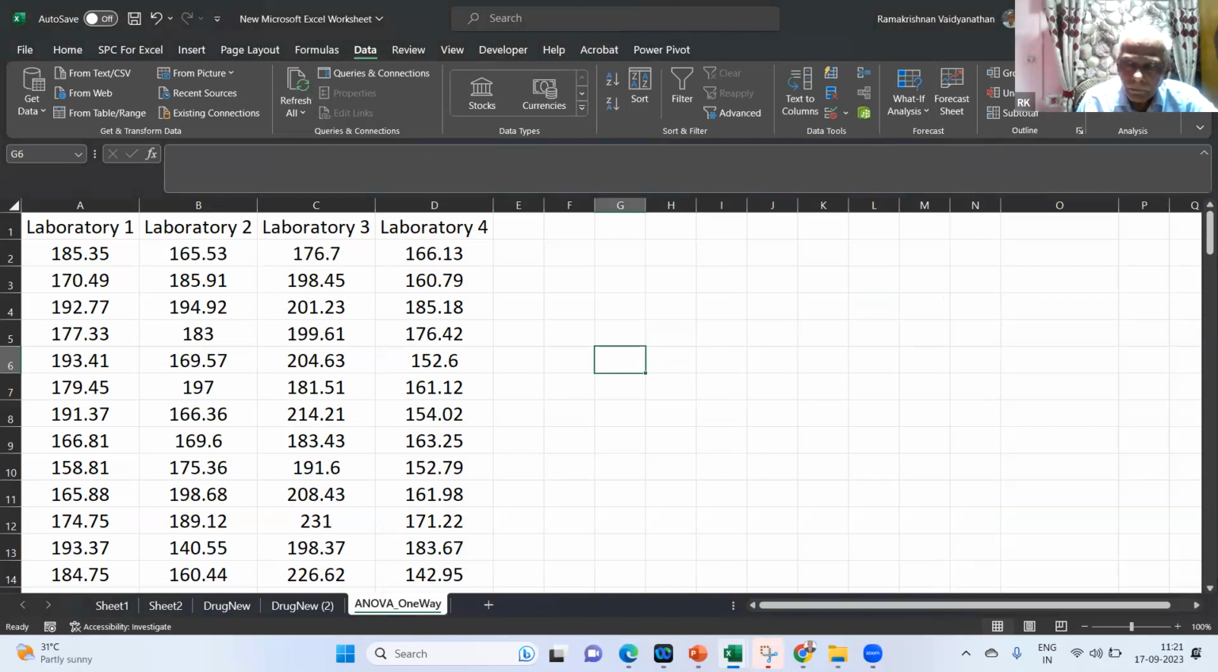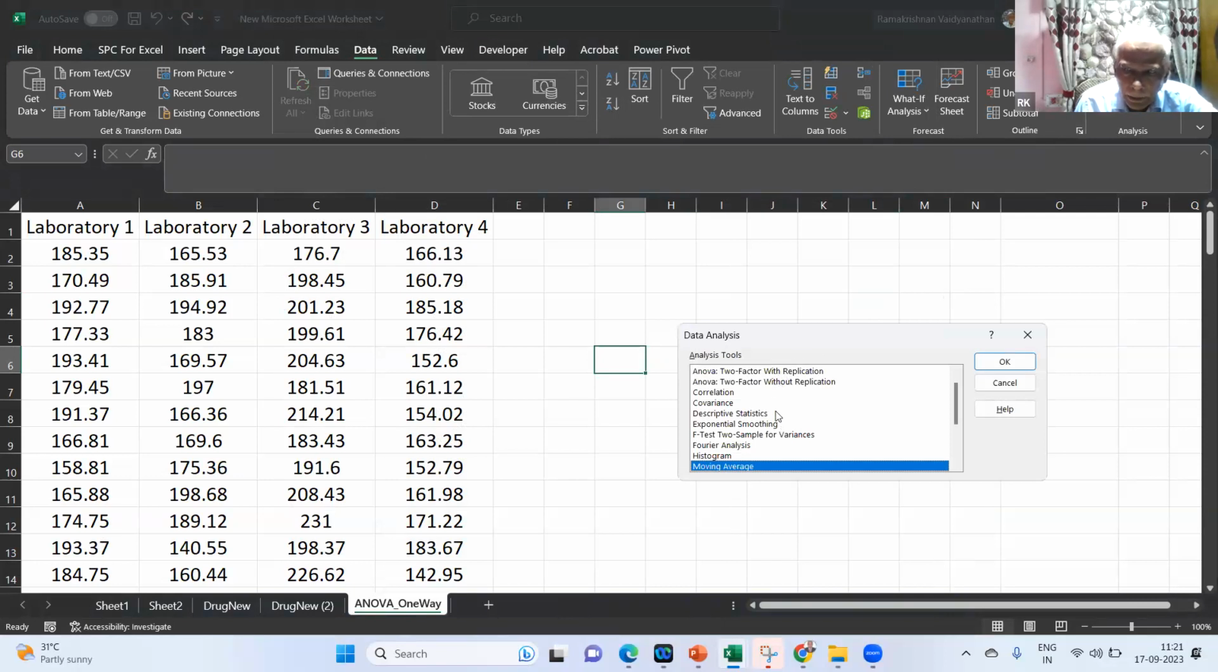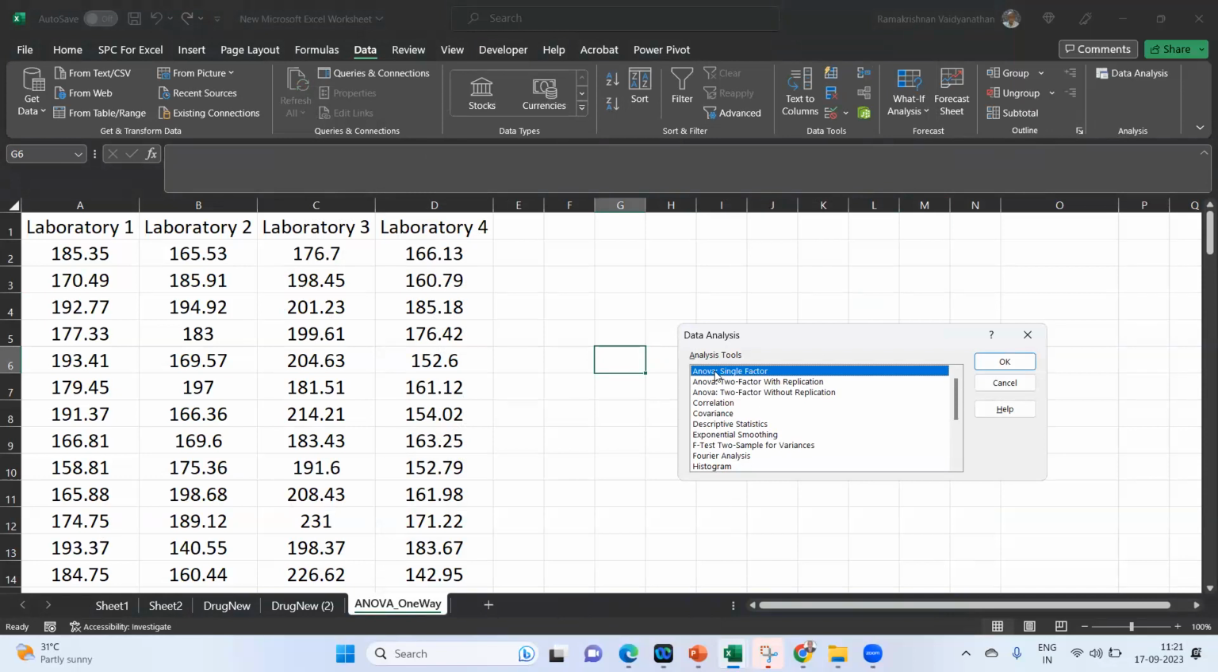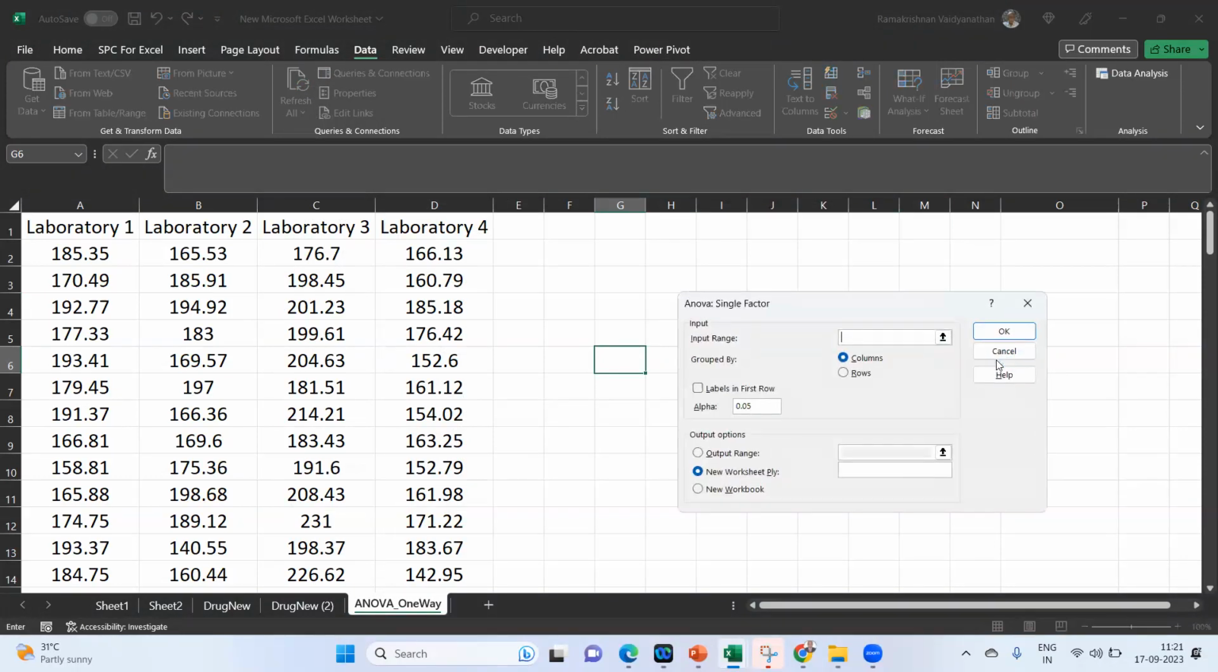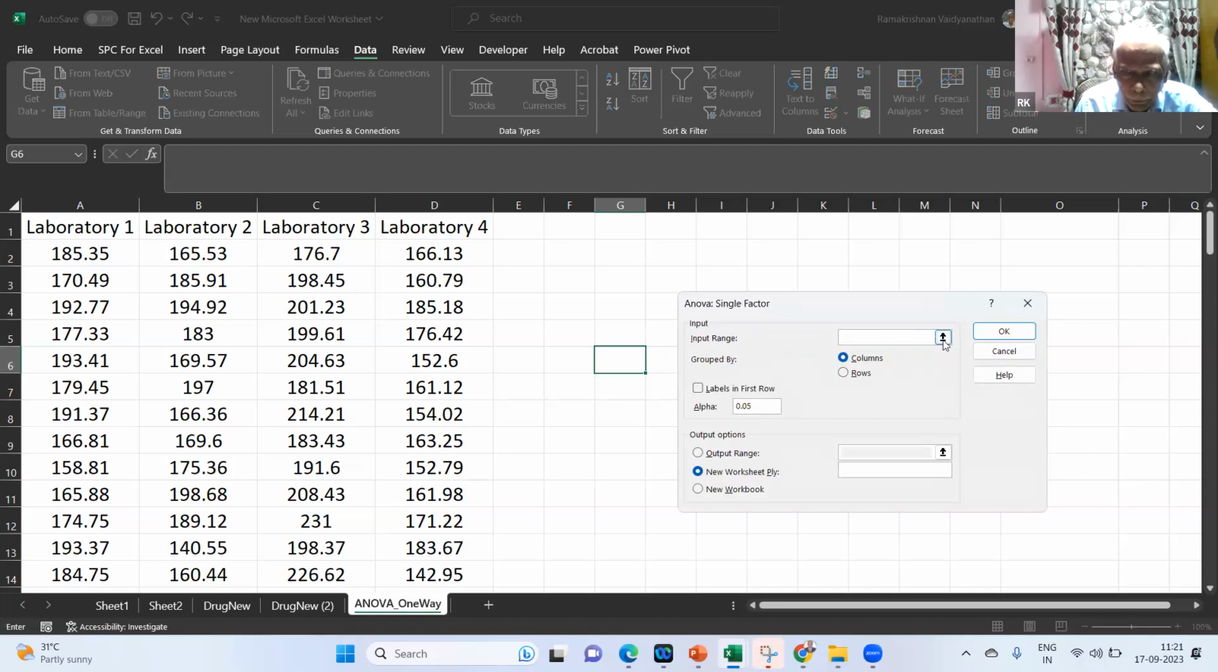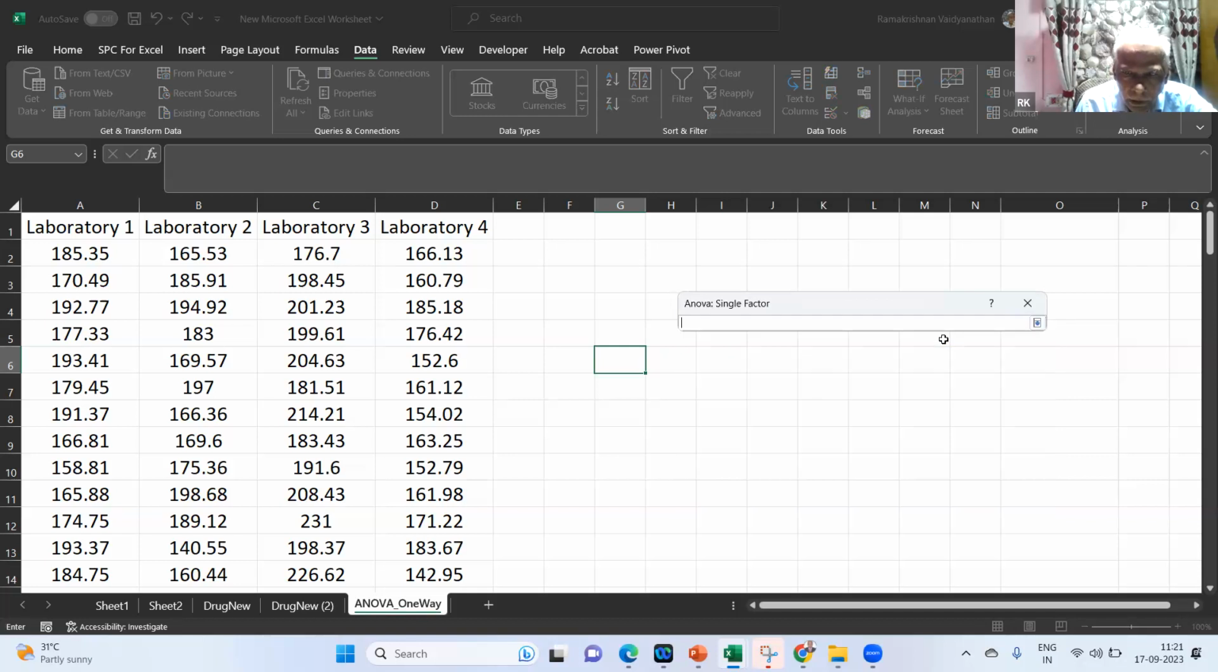Right? When I click data analysis, this particular pop-up comes. There you can see here ANOVA single factor. I click this. Understood? Yes, sir. Now I say OK. Again, another pop-up will come. I have to give the input range. What is the input range? I'll click this upward arrow, and then it will bring here. I can go and select here.